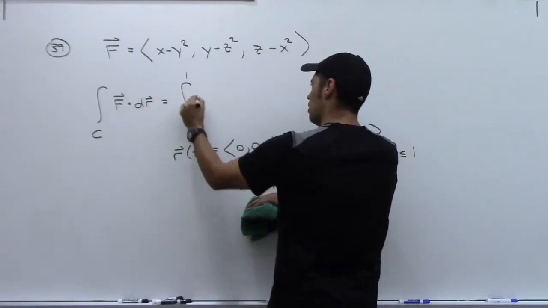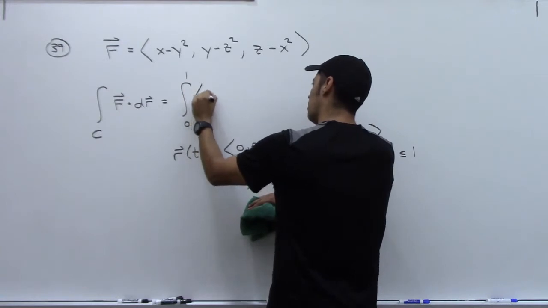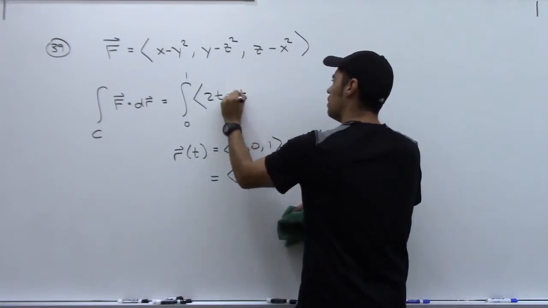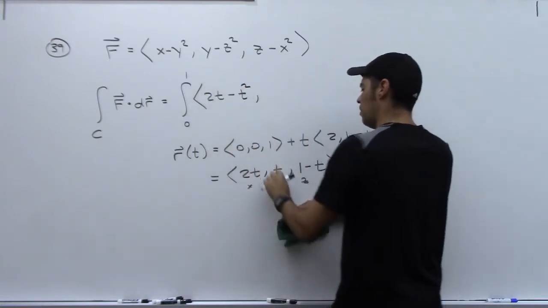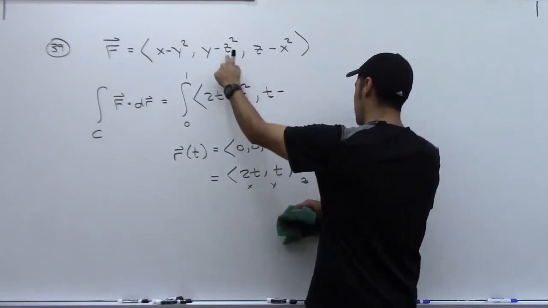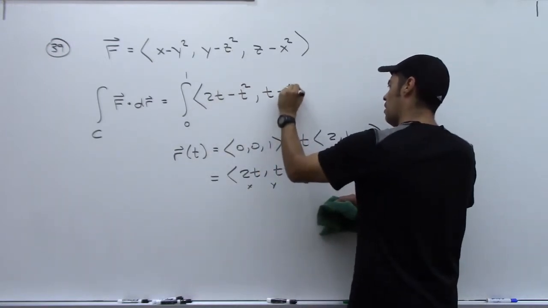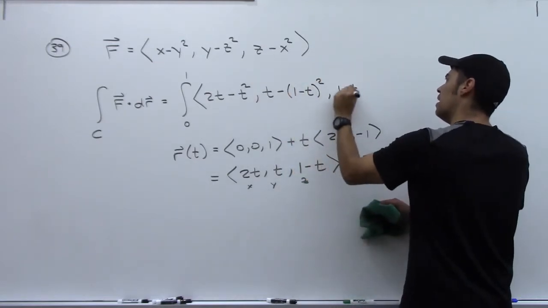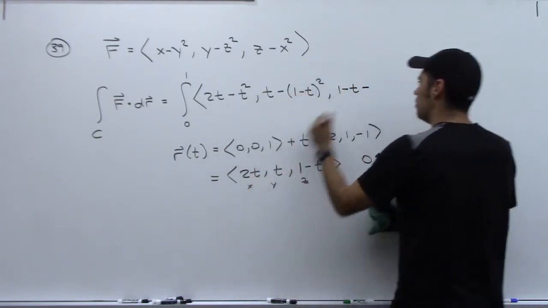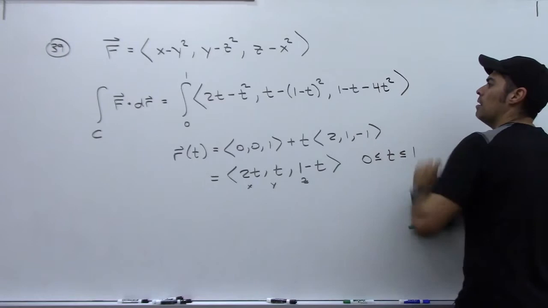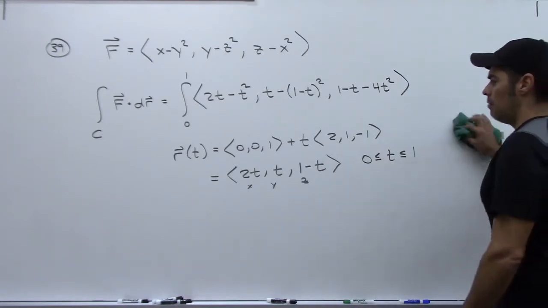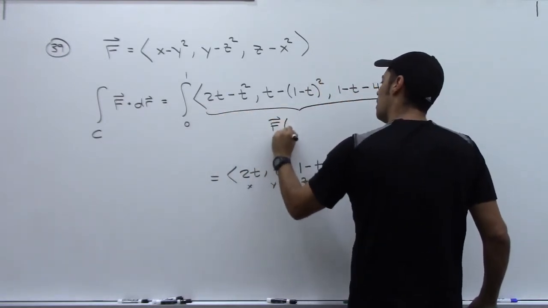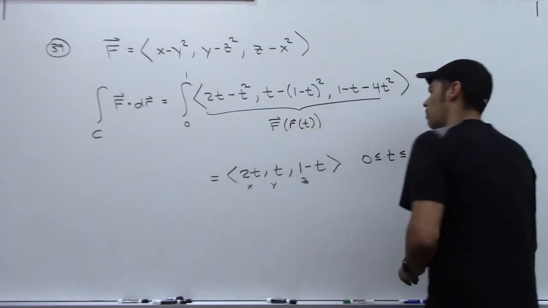So x, which is 2t, minus y squared. This is y squared, so t squared, comma. Y, which we know is t, minus z squared, this time is this squared, so 1 minus t squared. And then z, which we know is 1 minus t minus x squared, but x is 2t squared, you get 4t squared. So that right there represents our vector field along that curve, right? With the curve plugged in.